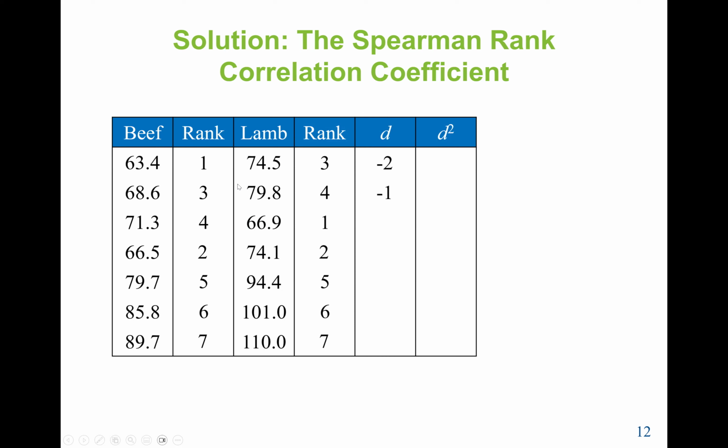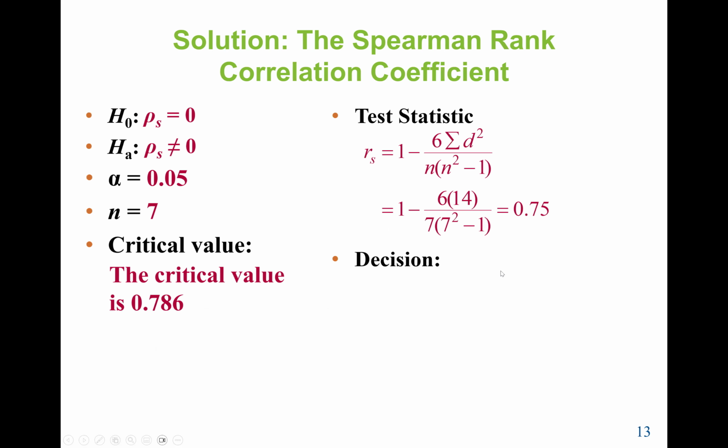So 1 minus 3 is negative 2, 2 minus 2 is 0, 5 minus 5 is 0, 6 minus 6 is 0, etc. Now we are going to square everything. So we get 4, 1, 9, and the rest is 0. So this means our total, the sum of D squared, will give us 14. Okay, so we are good to go now. We can find the test statistic.